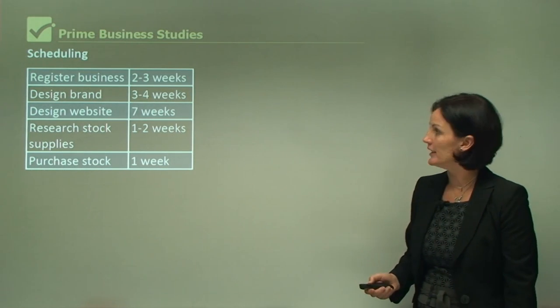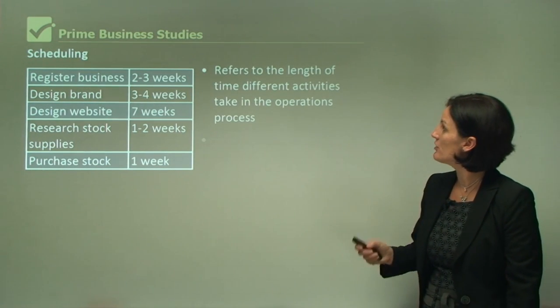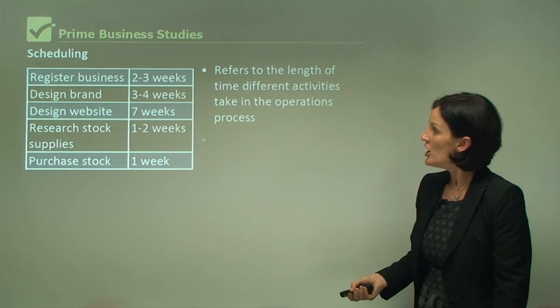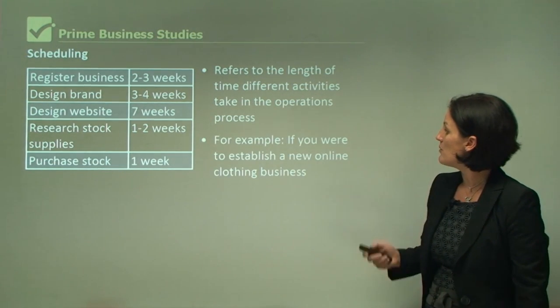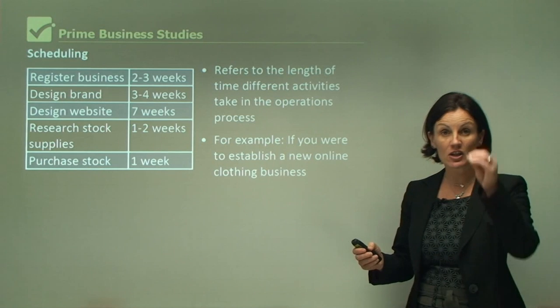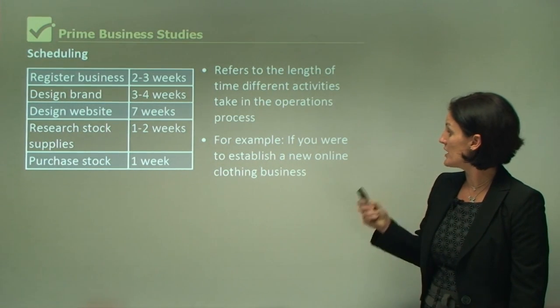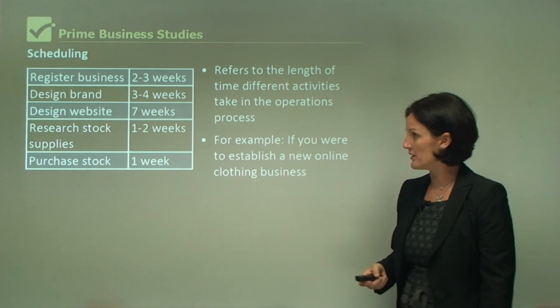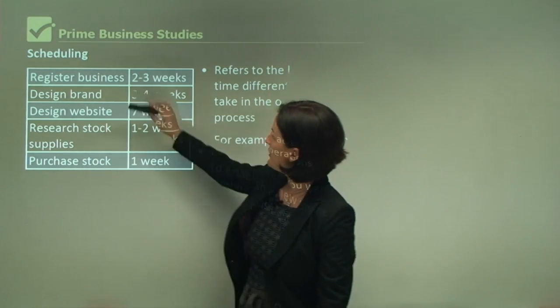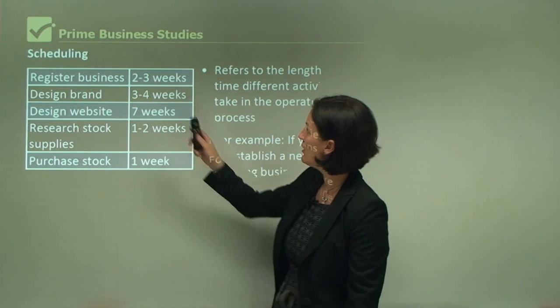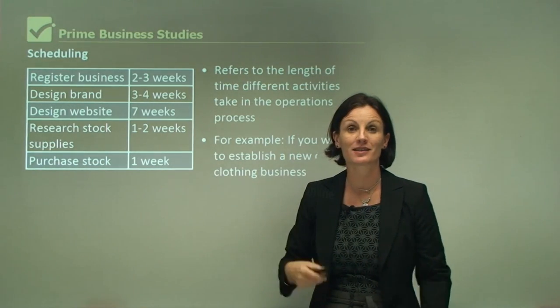Now, scheduling refers to the length of time different activities take in the operations process. So what we do is we break down each task into smaller components. For example, if we were about to establish a new online clothing business, we would say, okay, these are the different tasks that need to be completed. Now, how long does each of these tasks take?